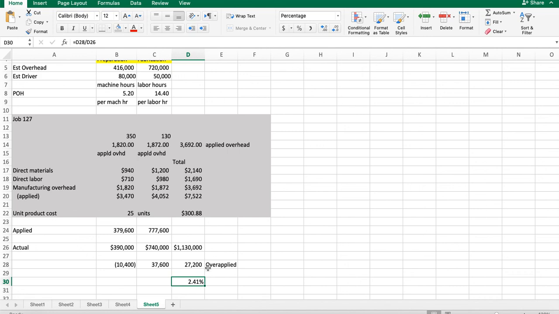That's not too bad. Remember that overapplied has to go against our cost of goods sold. So if we overapplied, it means we have too much allocated to our cost of goods sold, so we have to decrease our cost of goods sold.